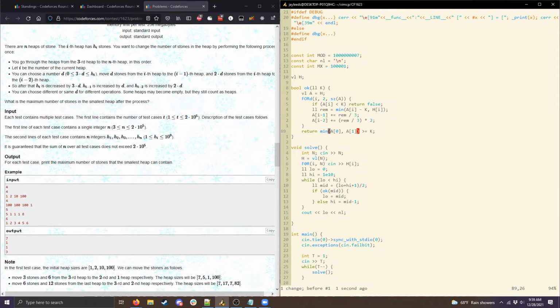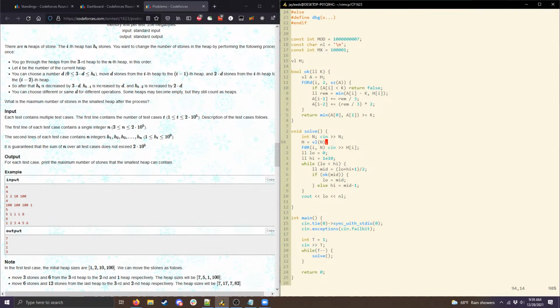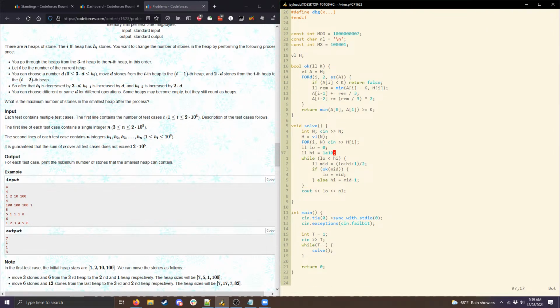Okay. And so as far as the binary search implementation, pretty standard. And then I can just print out the result from the binary search. Let's see. So I'll take a look at some questions now.